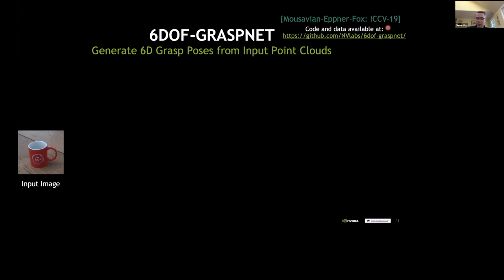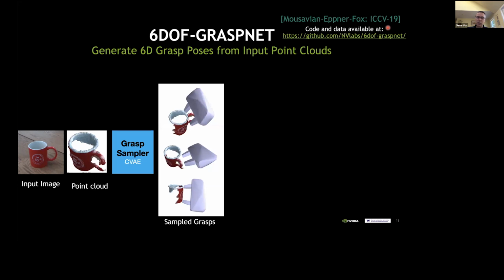So the input now to this, what we call GraphNet, is the following. We get a point cloud from a depth image of the scene, and the CVAE is trained to sample from that point cloud 60 grasp positions for the gripper. Here are just 3 examples, but it can sample hundreds or thousands, no problem.